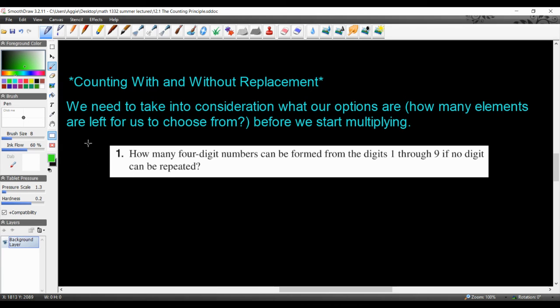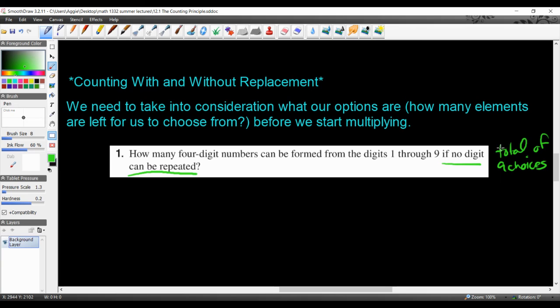So here's how we're going to do this. We're going to go right into an example, then I'll explain this again. It says how many 4-digit numbers can be formed from the digits 1 through 9 if no digit can be repeated. So this one is kind of like the one we did with the horses. We're going to first count how many numbers from 1 through 9. So from 1 through 9, there's a total of 9 choices.